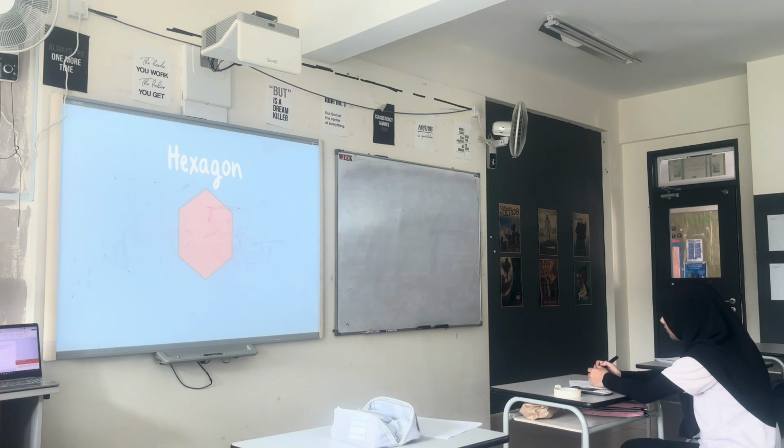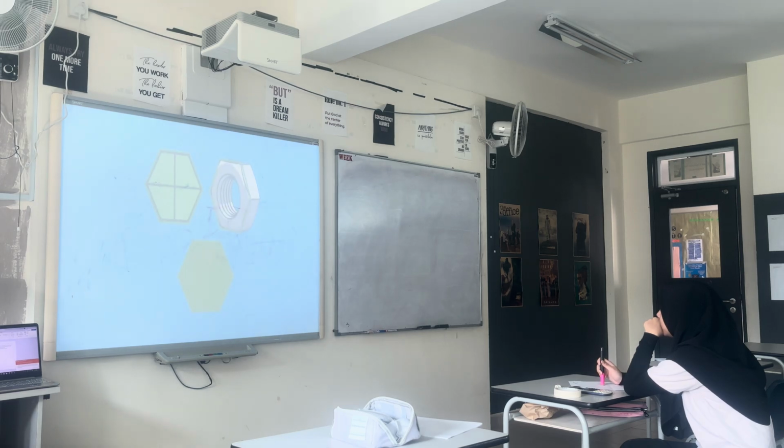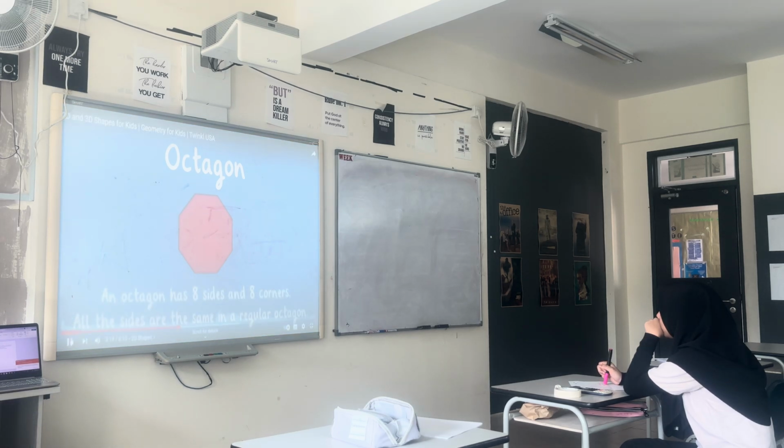Hexagon. A hexagon has 6 sides and 6 corners. All the sides are the same in a regular hexagon. Octagon. An octagon has 8 sides.